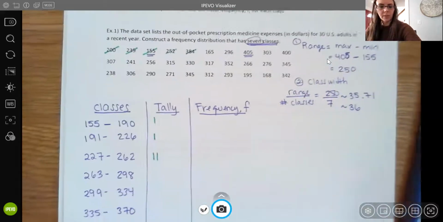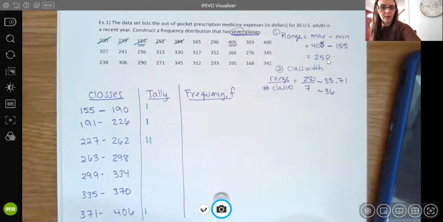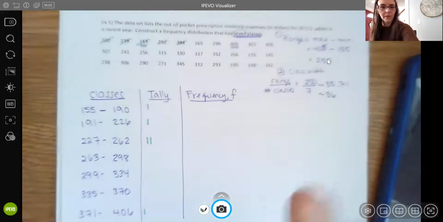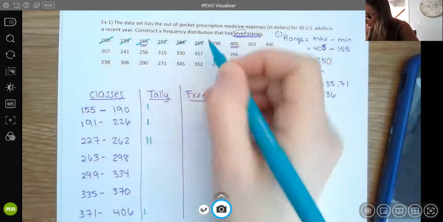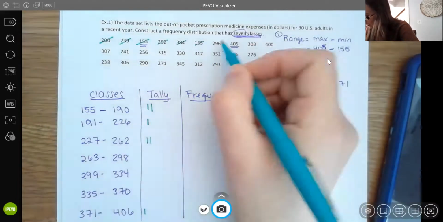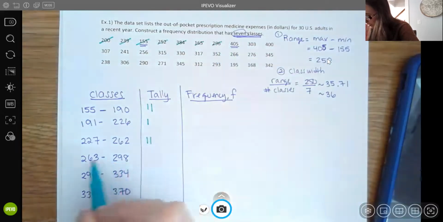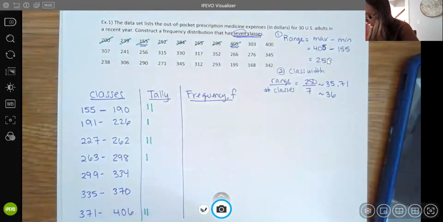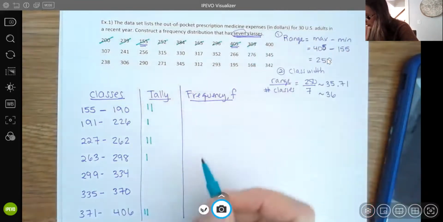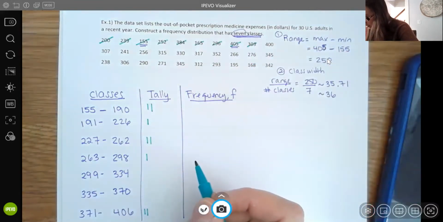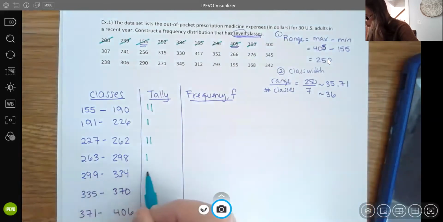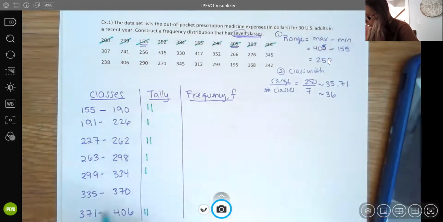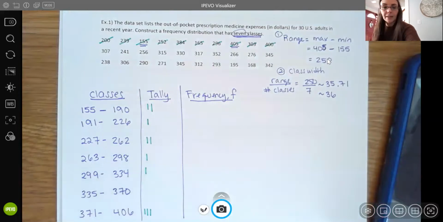165, let me just actually back out a little bit here. Okay, 165, so let's see, 165 is in the first group. Next is 296, which is in this group. 405 is in my last group. 303, let's see, is right here in the middle. 400 is in my last group, and so on. So I'm going to keep doing the last 2 rows.